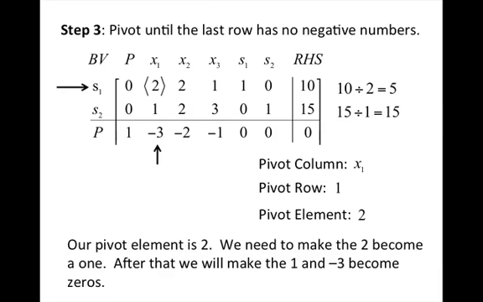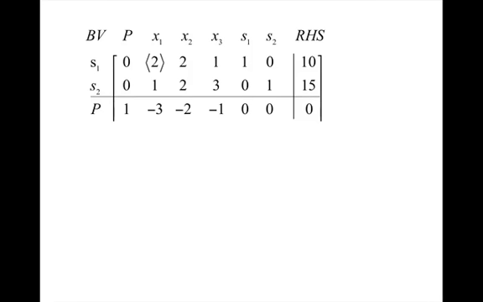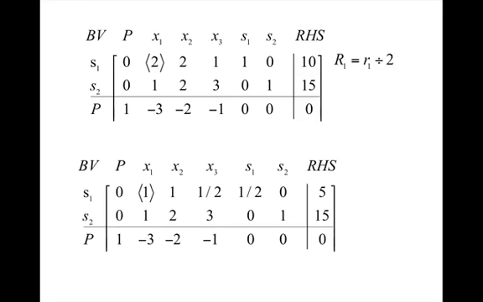Since our pivot element is a 2, we make that number become a 1. And we make the other numbers in that column, the 1 and the -3, become zeros. So I'm going to use my row operations and first make the 2 become a 1. To make the 2 become a 1, I'm going to divide row 1 by 2. This is going to change row 1, and rows 2 and 3 are going to be the same. So if I divide row 1 by 2, I get 0, 1, 1, 1/2, 1/2, 0, and 5. And then rows 2 and 3 stay the same.